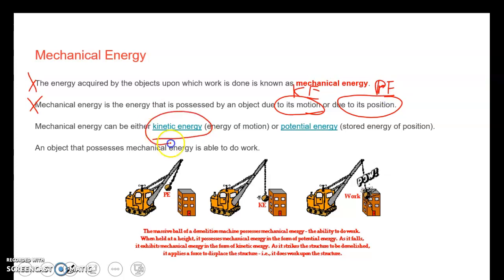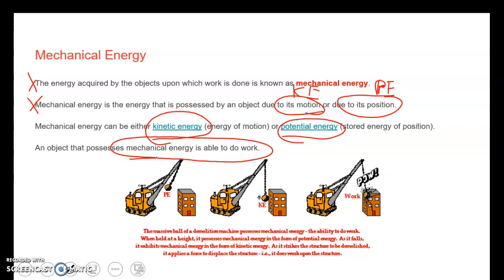Mechanical energy can be kinetic or potential, all right? And that's important to understand. So any object that possesses mechanical energy, and this is big, is able to do work. So mechanical energy is the energy to do work, is another name for it.